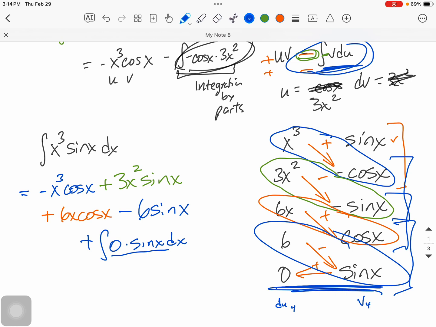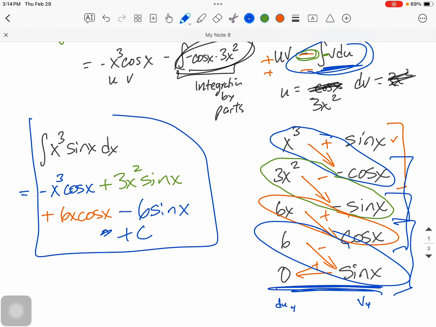And the integral of 0, dramatic pause, insert dramatic pause here. The integral of 0 is where you have maybe your plus c or something. So this is a quick way to get that integral. All right, follow-up question, slightly harder.